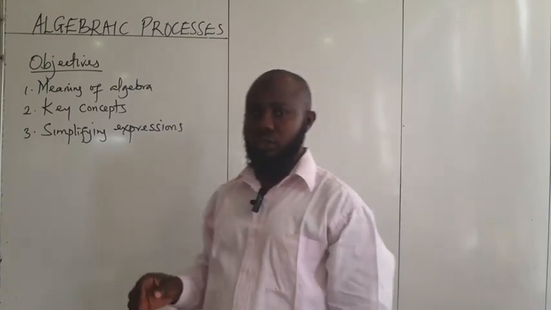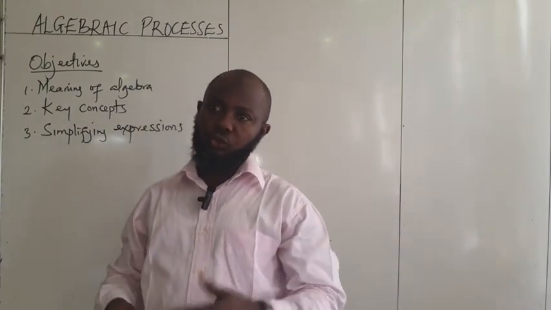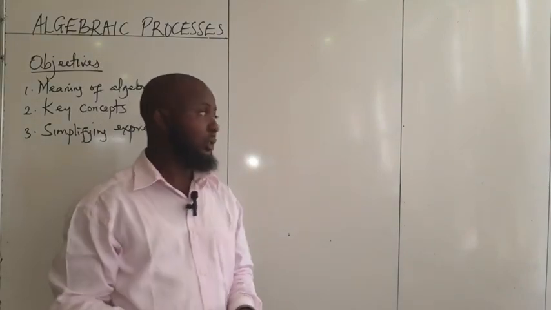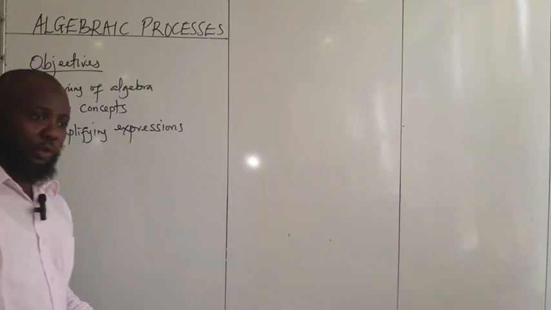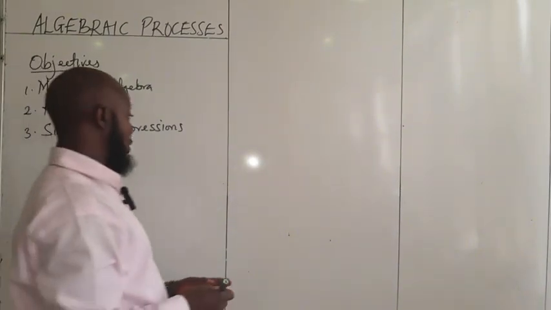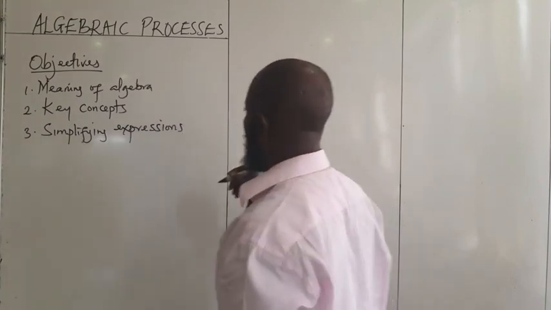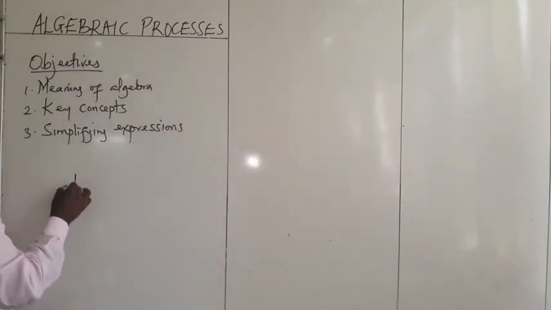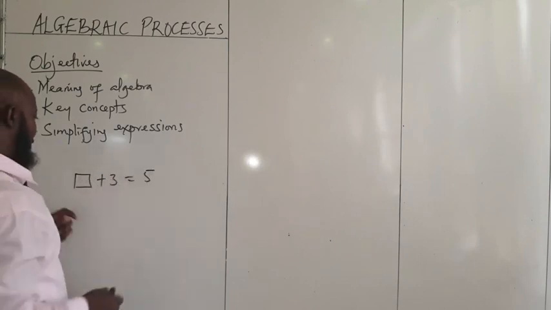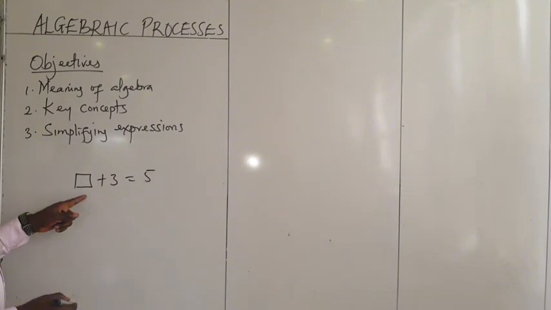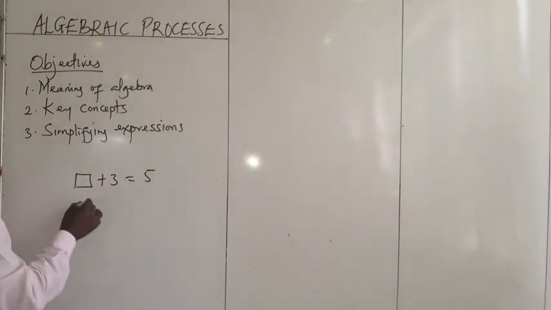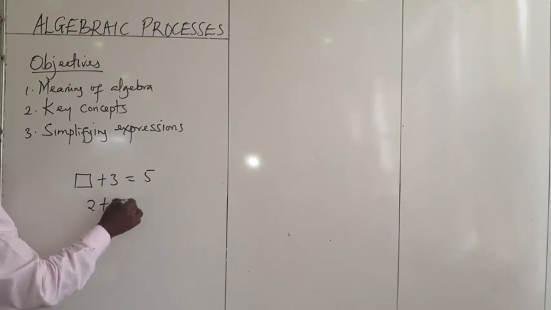Now when we talk about algebra, we're talking about using letters of the alphabet or symbols to represent numbers. Algebra is a topic that we have started right from primary school, but you don't know that you are doing algebra. For instance, in primary school you have something like a box plus 3 equals 5. You ask what you have inside the box. What number will you add to 3 to give you 5? That is 2 plus 3 equals 5.